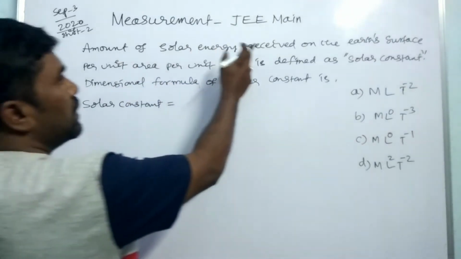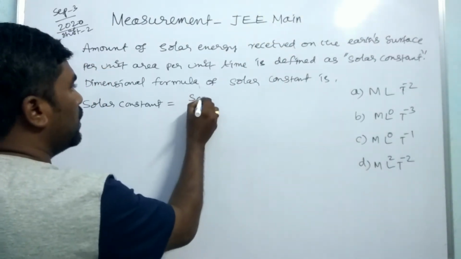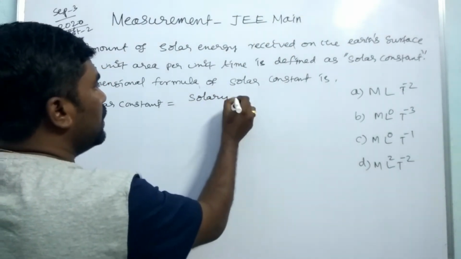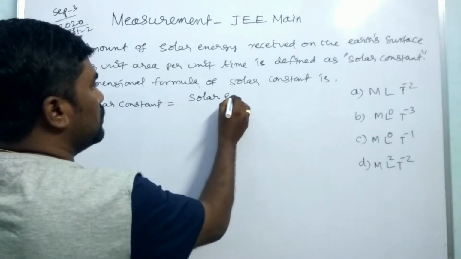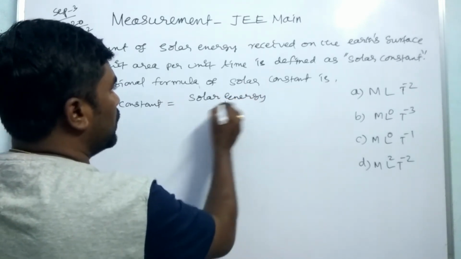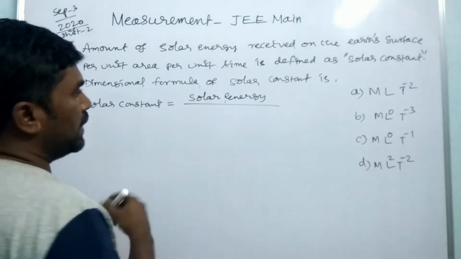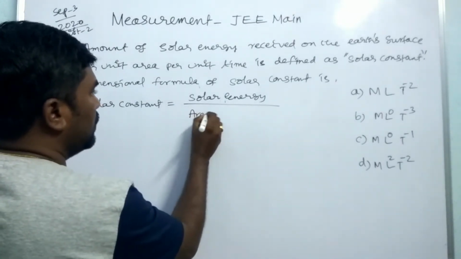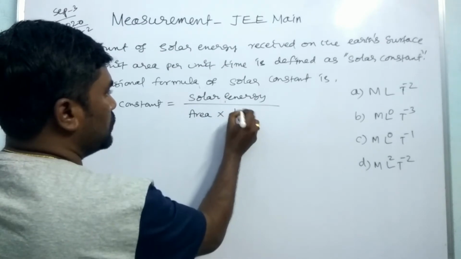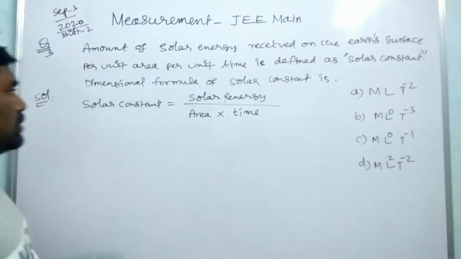to the amount of solar energy received. So solar energy received per unit area and unit time. Solar energy per unit area, so area into unit time. So this is the solar constant.